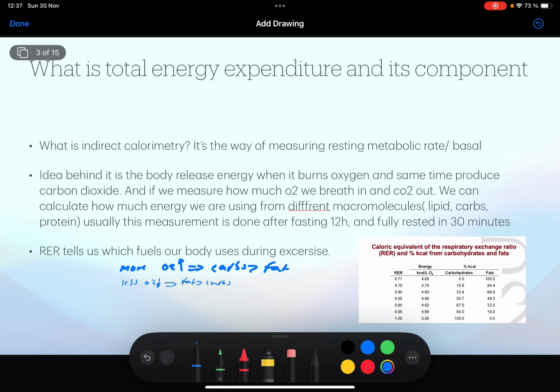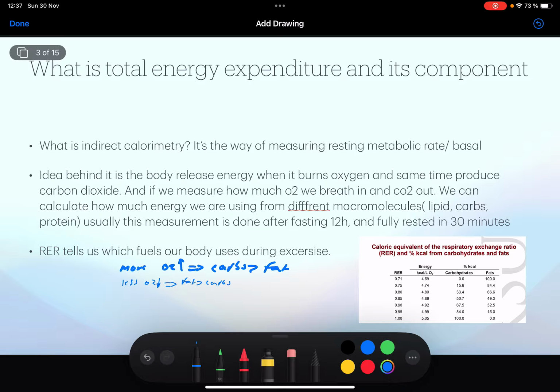What is the total energy expenditure and its components? We already went through that, so now I'm going to try to explain the indirect calorimetry method. It's a method of measuring resting metabolic rate. The idea behind it is that the body releases energy when we use oxygen, and at the same time produces carbon dioxide.